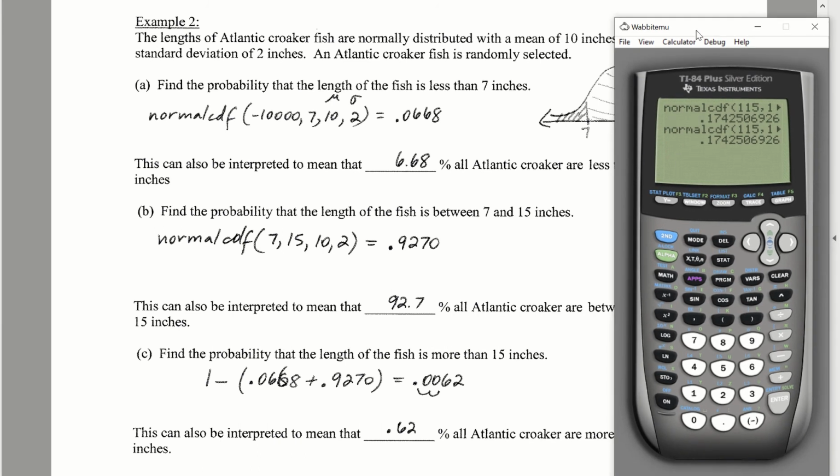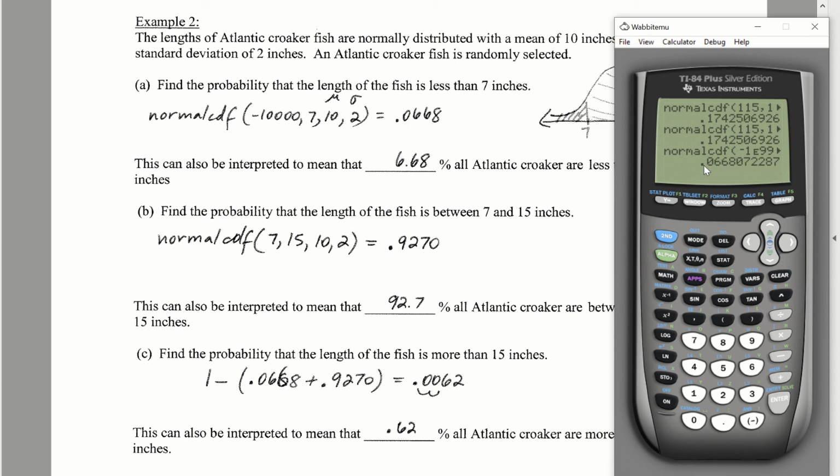and we can find that using the TI calculator. Second distribution, go down to normal CDF. If you're curious what the CDF stands for, it actually stands for cumulative density function. This region goes all the way to the left. That's going to be -1, comma E99. The upper bound of that region, the shaded region, goes as far as 7. And now we need the mean and the standard deviation. The mean was 10 for the fish, and a standard deviation of 2. Go ahead, paste it, get it to the home screen, and hit enter.